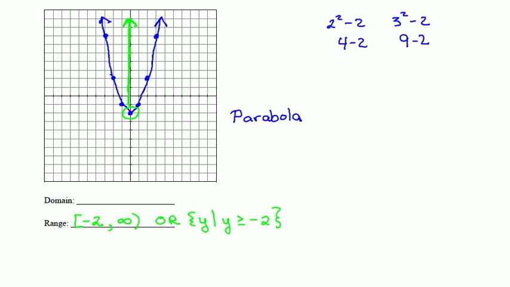We can, of course, write this in set builder notation if we're more comfortable with that at that stage. Either y is greater than or equal to -2, or starting with the -2 and going all the way up to infinity. For the domain, I'm looking for a smallest and a largest x value.